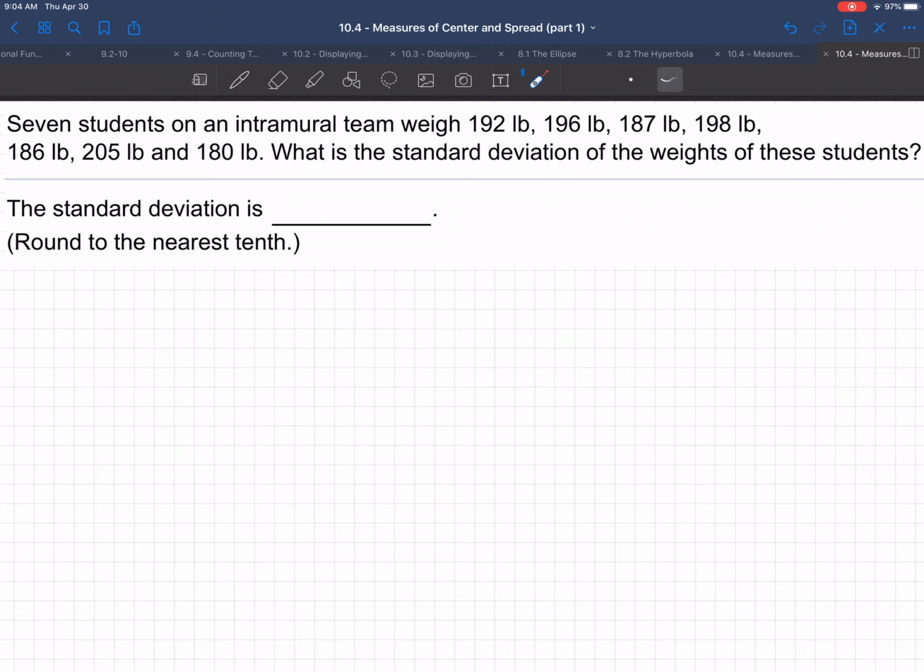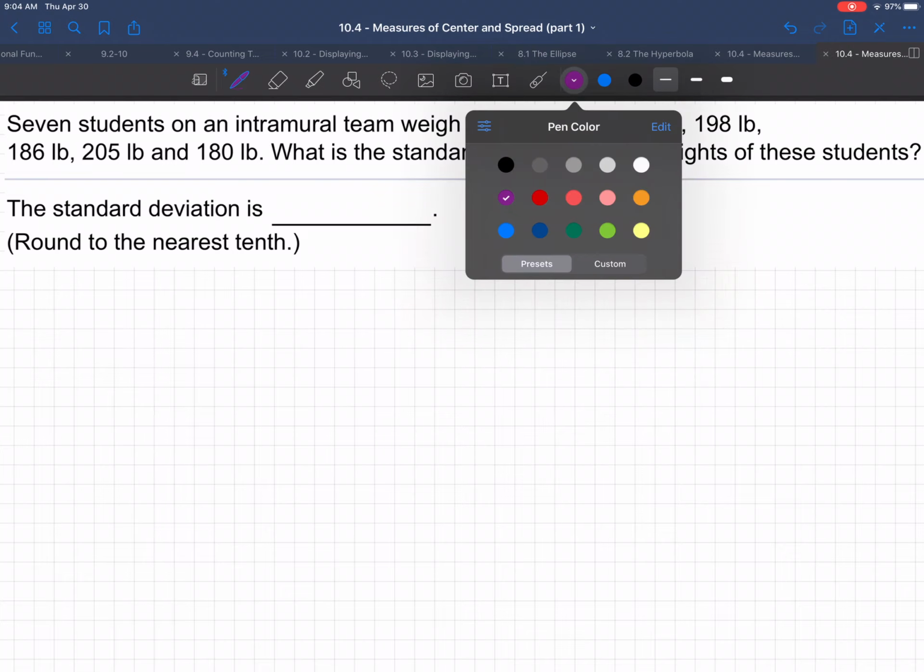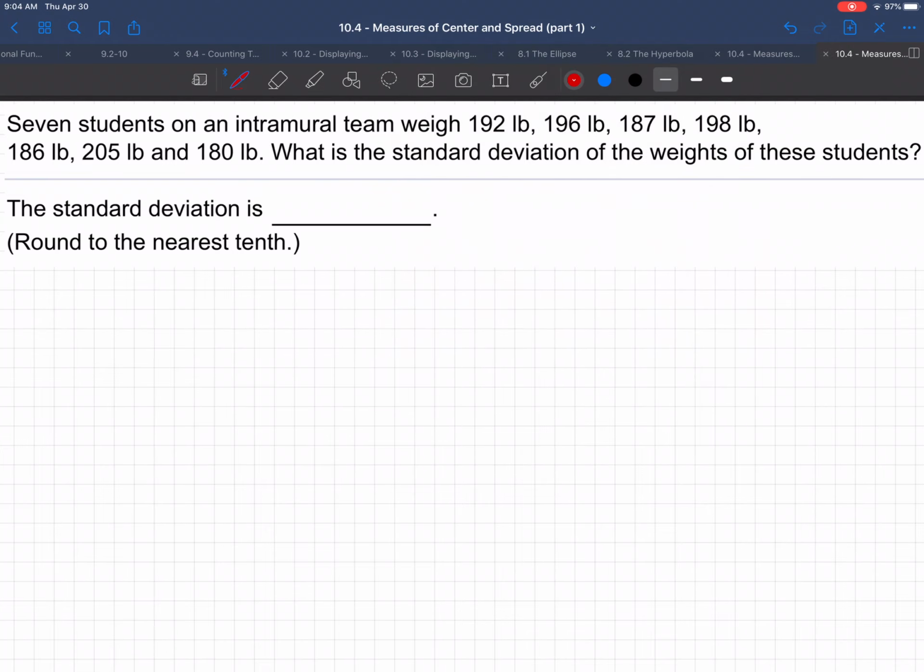Okay, so calculating standard deviation. How do we do it? How do we calculate standard deviation? That's an important question. So let me lay out the rules first here. Standard deviation. Okay, so the first thing to do, step one, we're going to list the values.